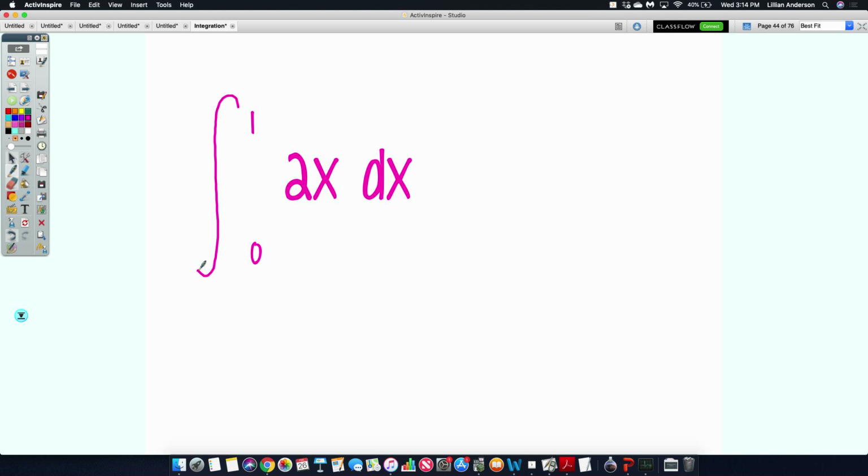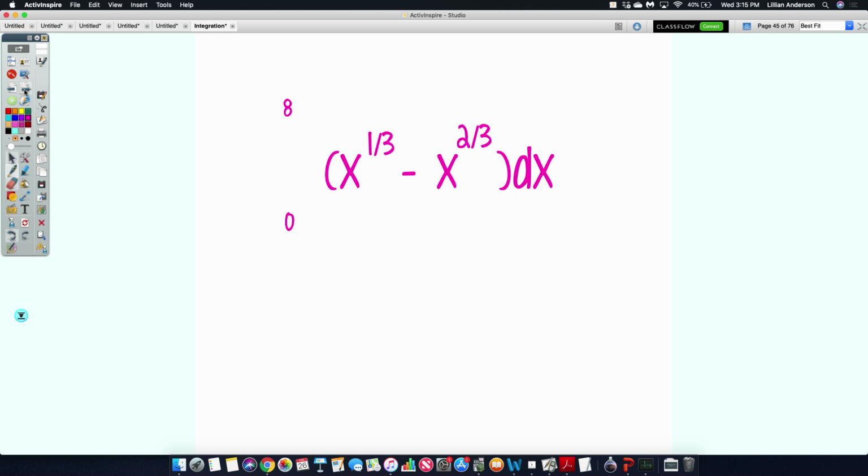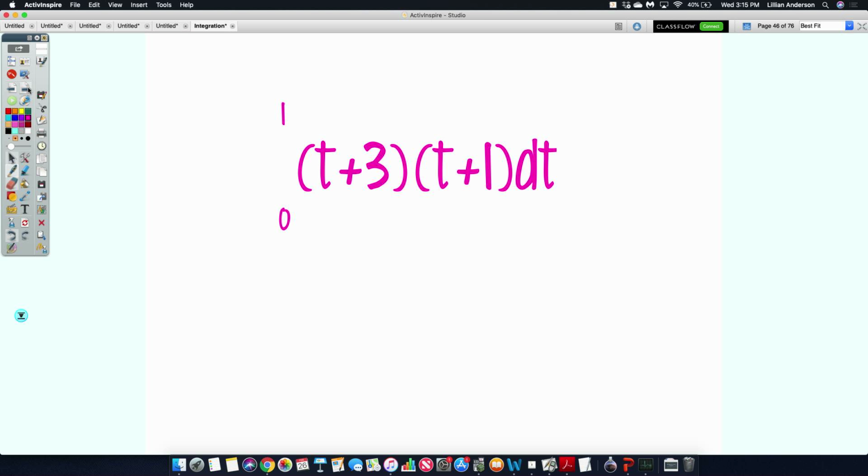When you do the antiderivative of 2x, what's the antiderivative of 2x? X squared. Very good. You evaluate it from 0 to 1 by plugging in your top bound, subtracting it from when you plug in your bottom bound. So what is my area? 1. Very good. Okay? You take the antiderivative first, and then you apply your bounds.